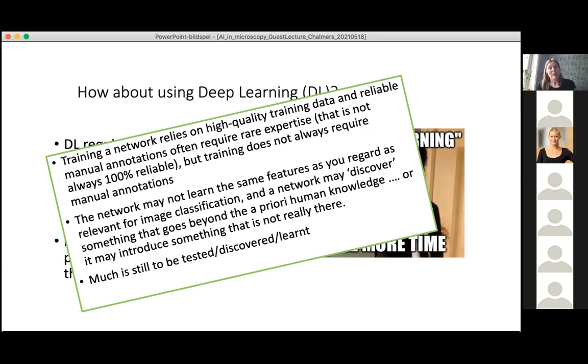What I also want you to remember is that a network may not always learn the same features as you regard as relevant for classification, and that a network may discover something that goes beyond the a priori human knowledge, or it may introduce something that is not really there. And this is where you need to be super careful with your evaluation and really question what you see and try to understand what you get out of it. And also, finally, there's a lot still to be tested and learned and discovered in this field. So you have plenty of things ahead of you that you could potentially dig into.